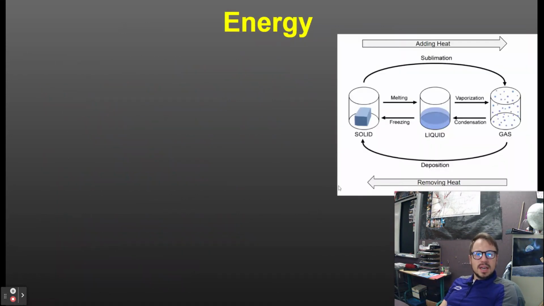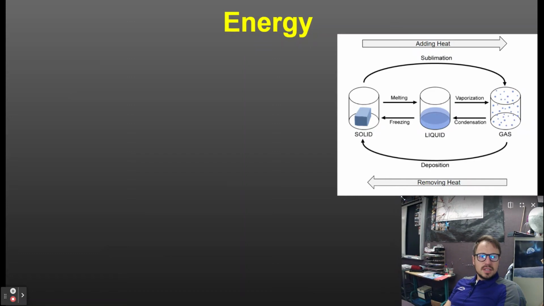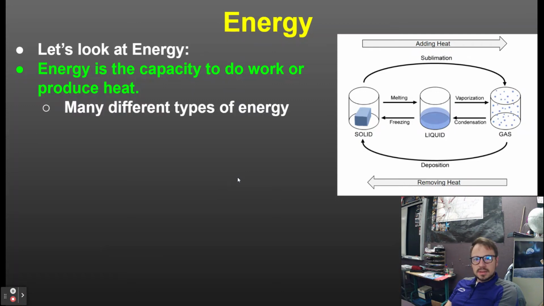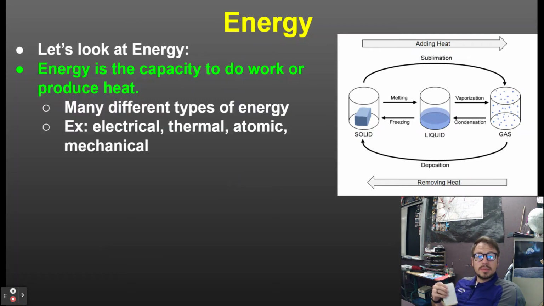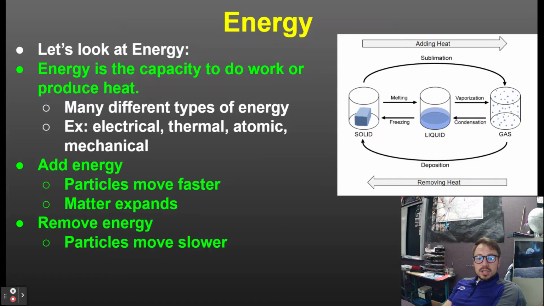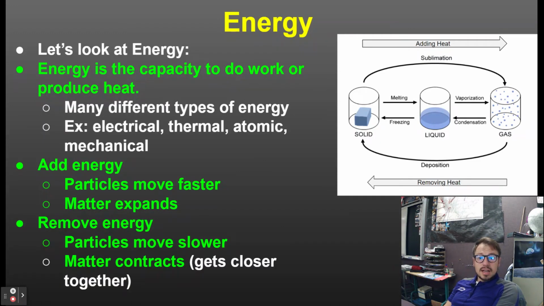Now, how do we get from one of these phases of matter to another? It all has to do with energy. Energy is the capacity to do work or produce heat. Now, there are many types of energy, but in this one, we're going to be concerned with thermal, the heat energy. If you add energy to something, those particles move faster and matter expands. If you remove energy, particles move slower and matter contracts. They get closer together. That's how we go between different phases.